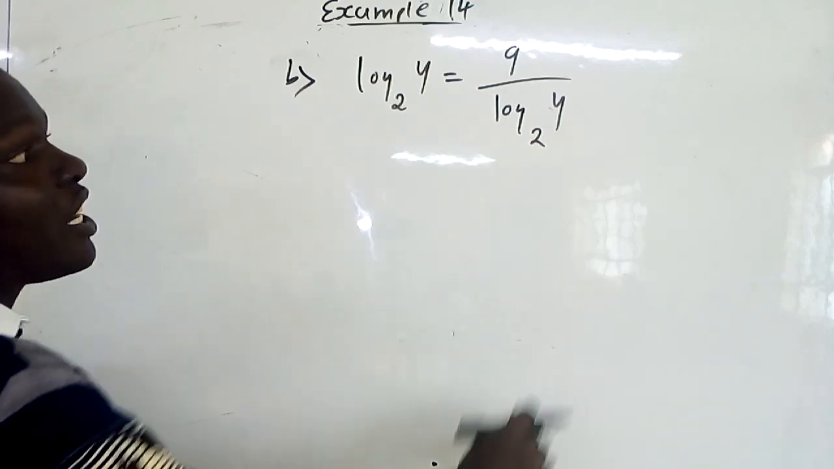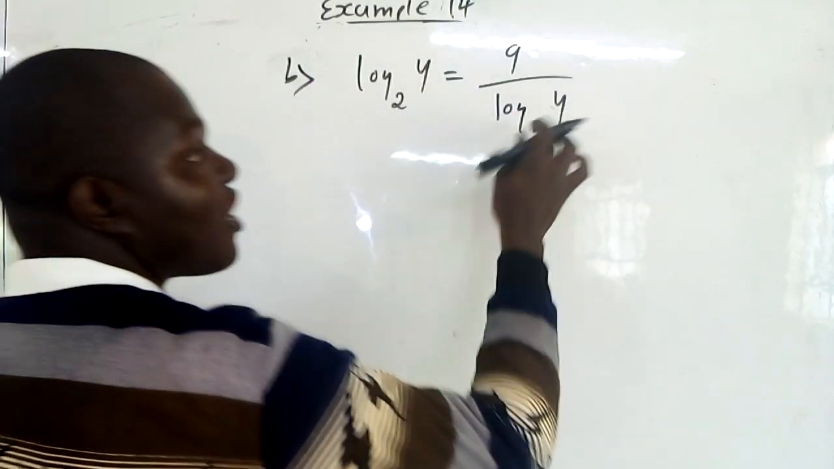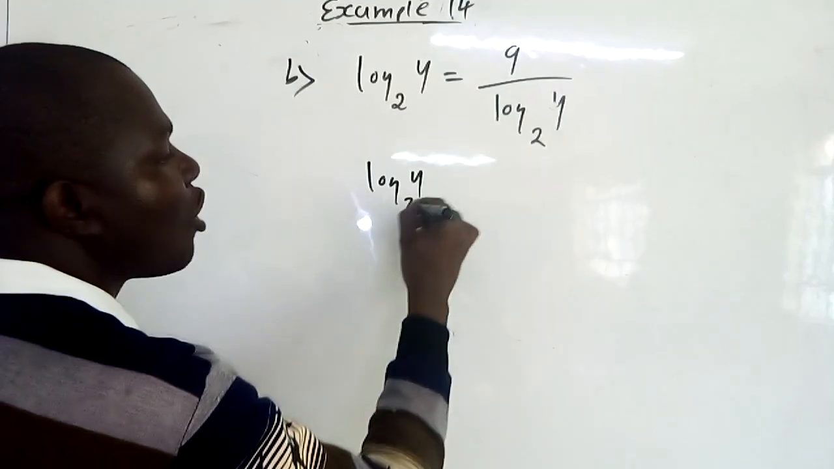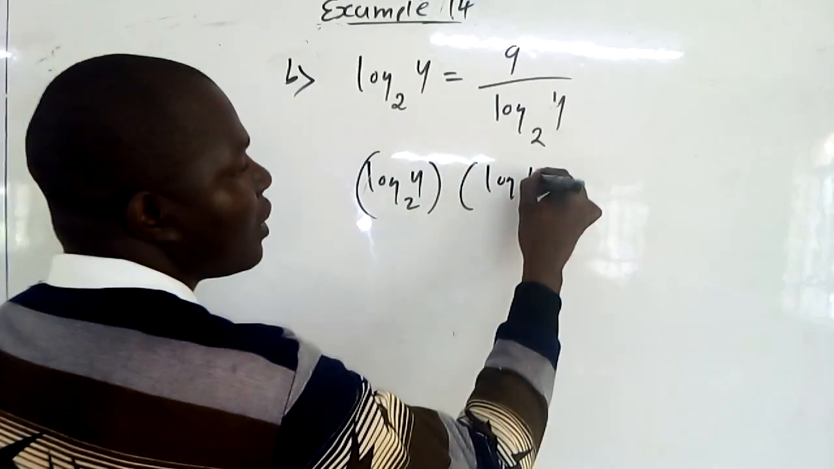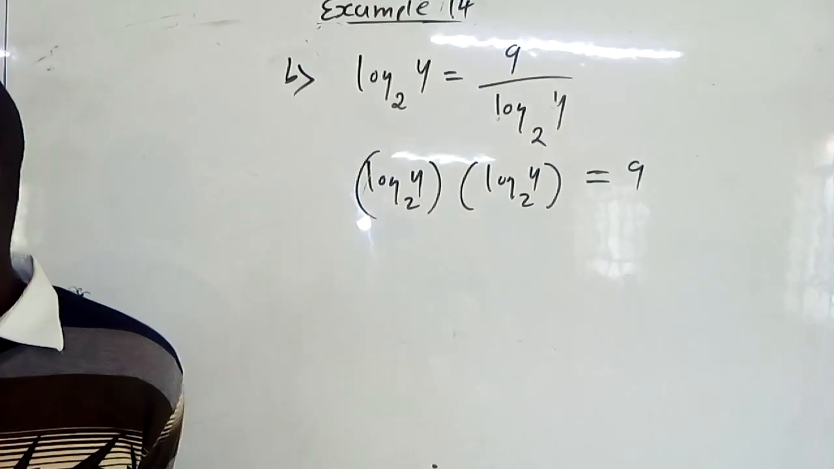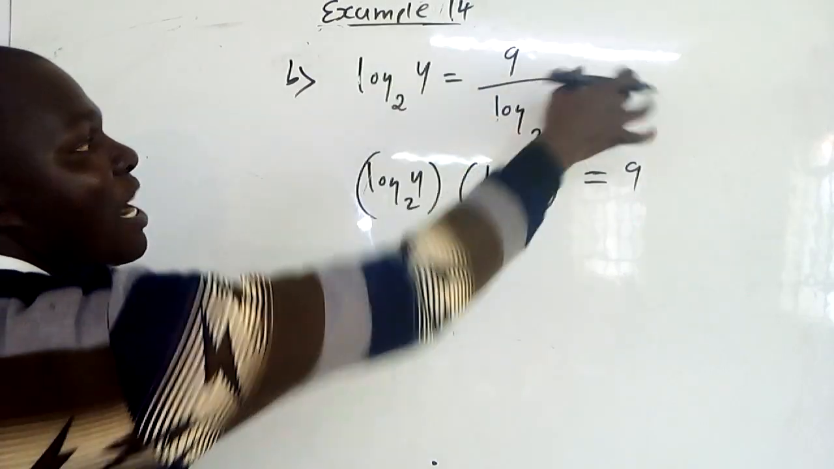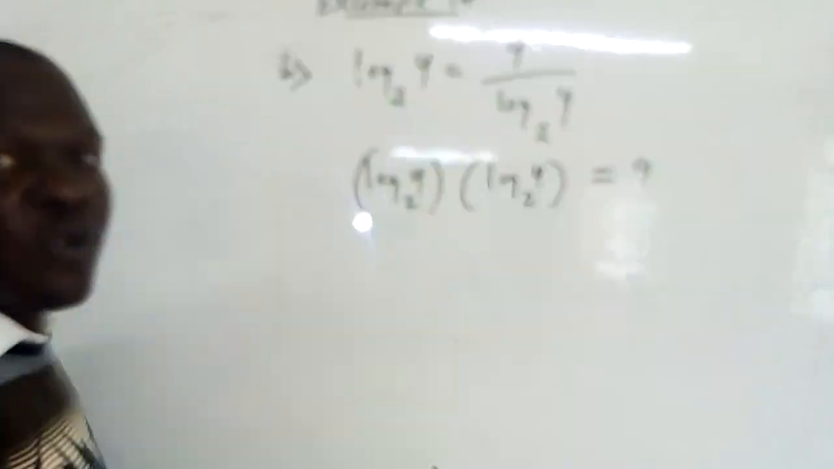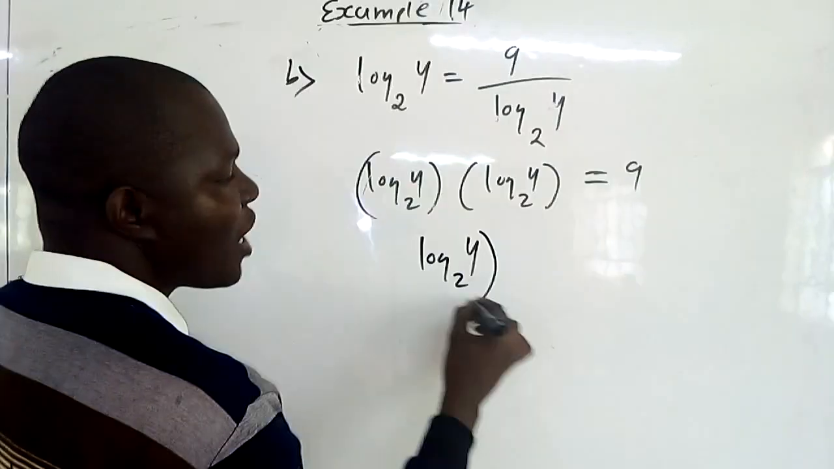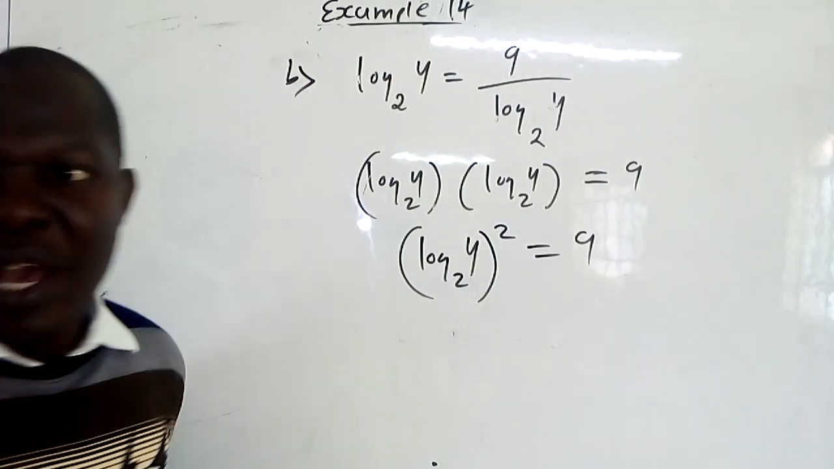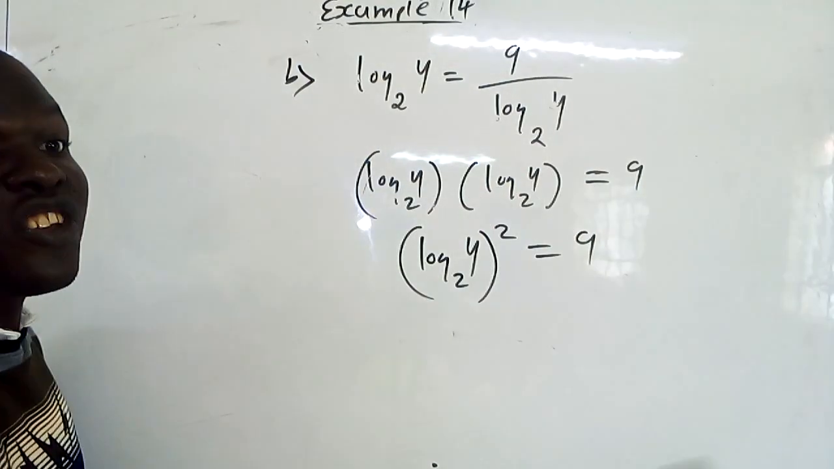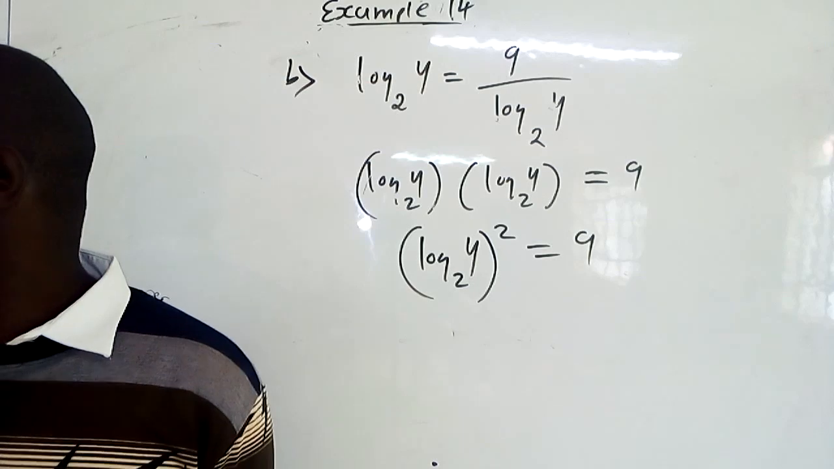So in this case, you can multiply both sides by log y to base 2 to get rid of this denominator. So you are going to have log y to base 2 times log y to base 2 equal to 9, meaning you multiply both sides by what is in the denominator. You get log y to base 2 times log y to base 2, it is squared. So you have log y to base 2 squared equal to 9. Remember, you cannot solve when it is raised to any power because log this times log this is multiplication. Logs can only be added or subtracted.